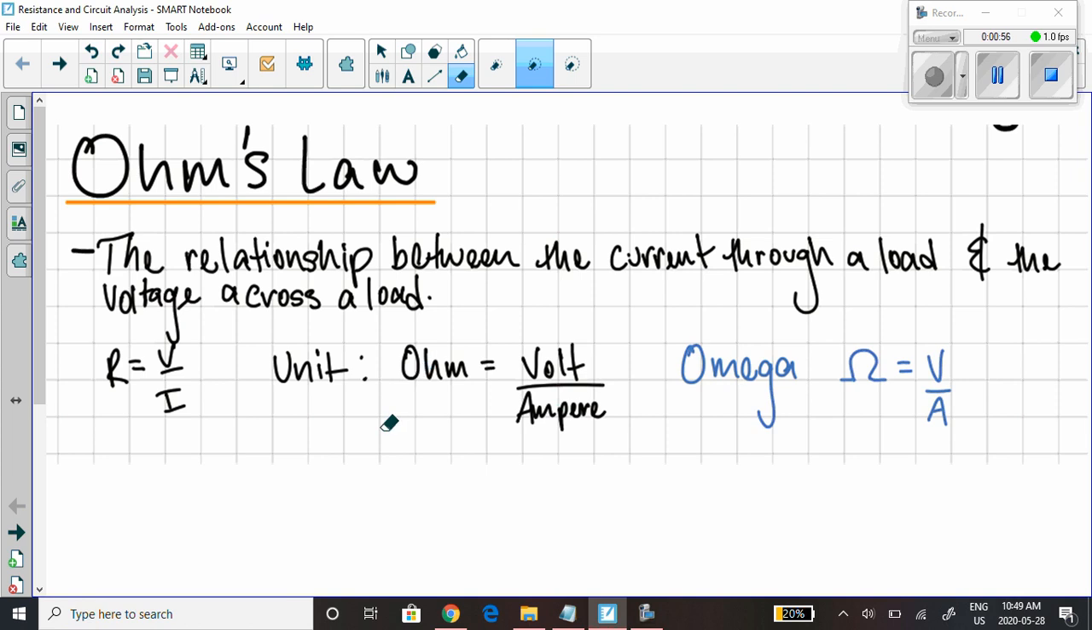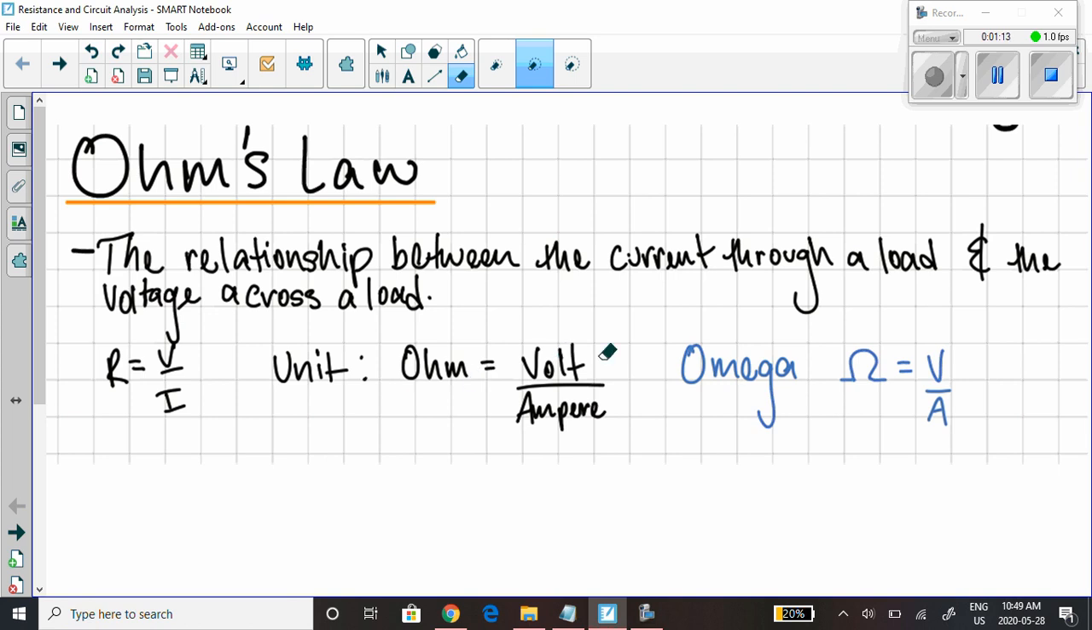Now, a load can be a resistor, a load can be a motor, a load can be a light bulb, a load can be a speaker. Anything that takes electrical energy and converts it into another type of energy is a load. And the resistance of a load is in volts per ampere or ohms.